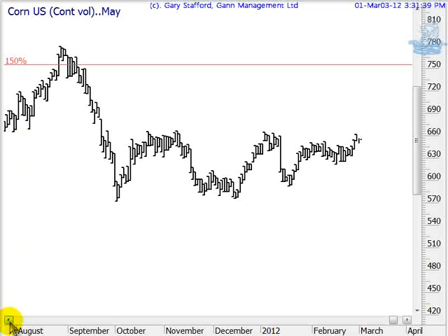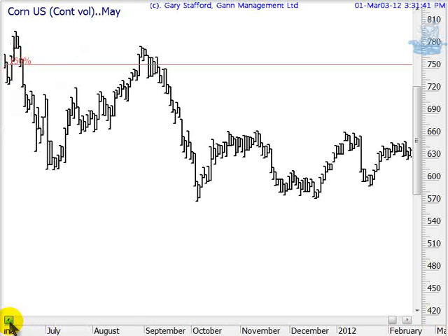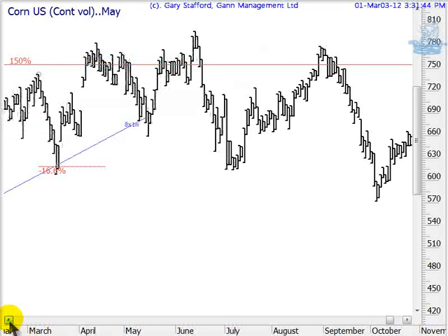So this was a good example of most people would have been buying it back in March of last year because the trend was up. I'm looking for it to top out.